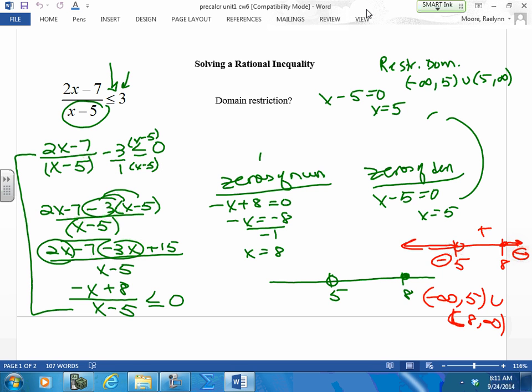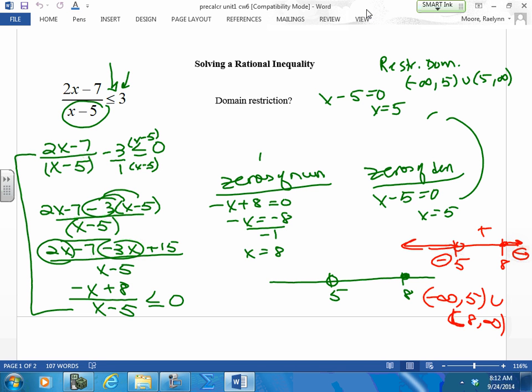You're going through a lot of steps, I realize it. But you're doing nothing that you haven't done before. You're finding your domain restriction. You're setting your inequality to 0. Everything goes on the left-hand side. You need to have one term, so you need to find that common denominator.